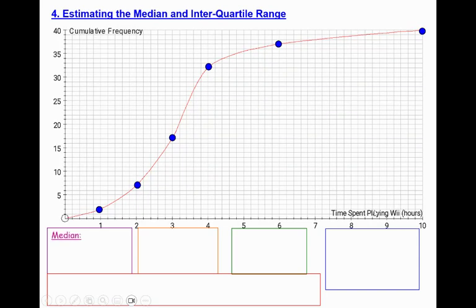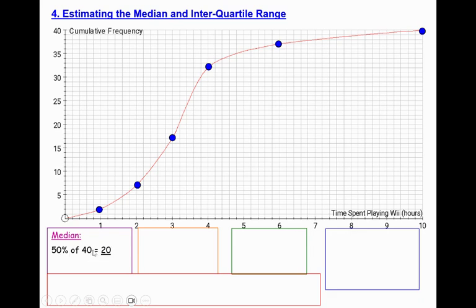Now, this was the graph that we have produced. We're going to find the median. Now, we just said that the median is the 50th percentile. So what I'll do is I'll take 50% of 40. Why 40? Because the number of students being surveyed about the time they spend on the Nintendo Wii is 40 students. So I'll take 50% of 40.